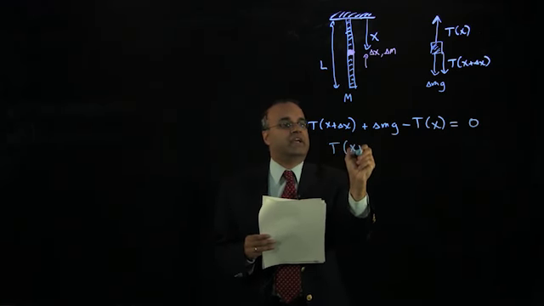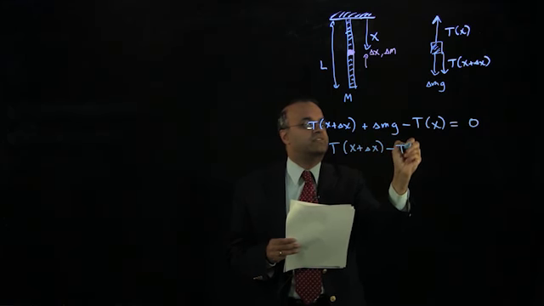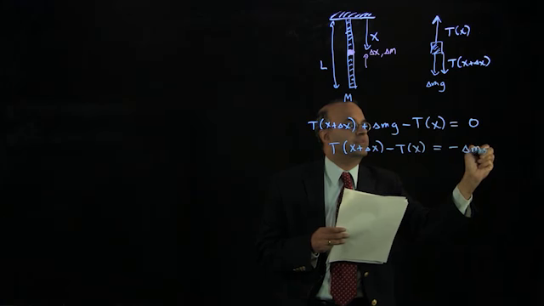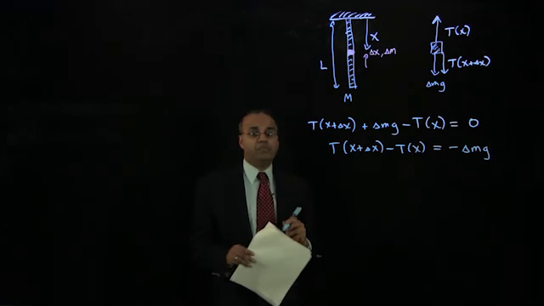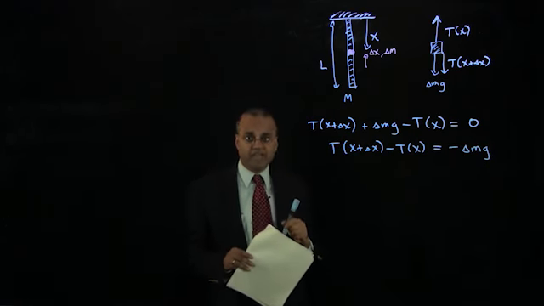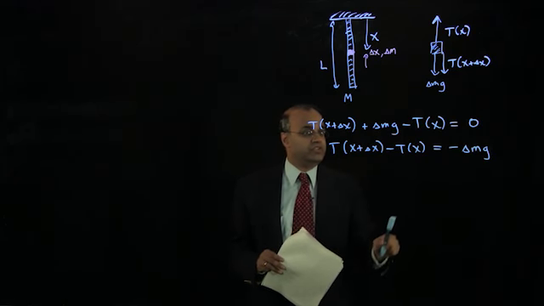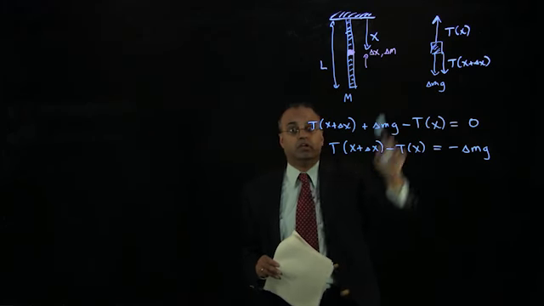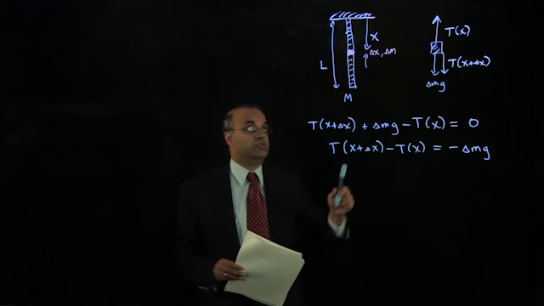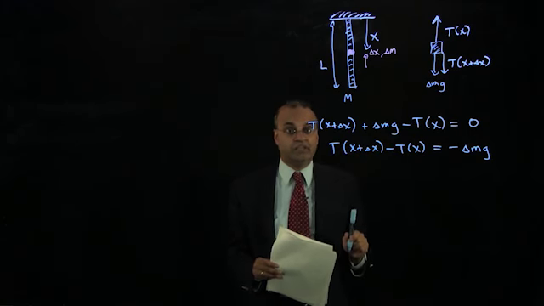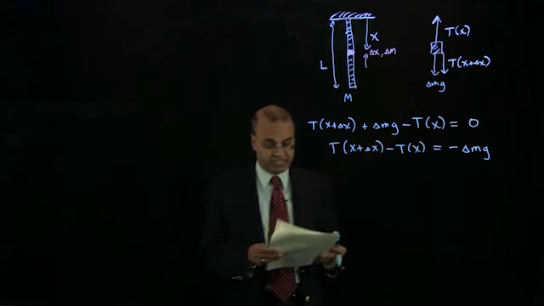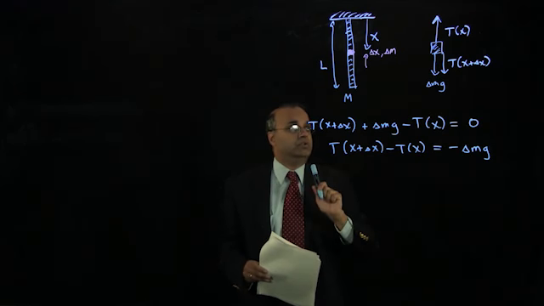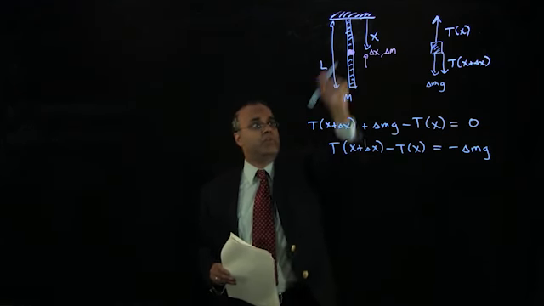I can write that as T of x plus delta x minus T of x is equal to minus delta m times g. And by the way, let me remind you, if this were a massless rope, then delta m would be 0, and so the right-hand side would be 0, and the tension would be uniform. We'd have the same tension above and below. But because the rope does have mass, and in particular this element has a non-zero mass delta m, there's a difference in the tensions.